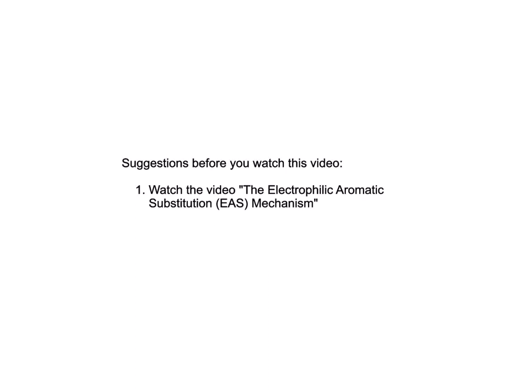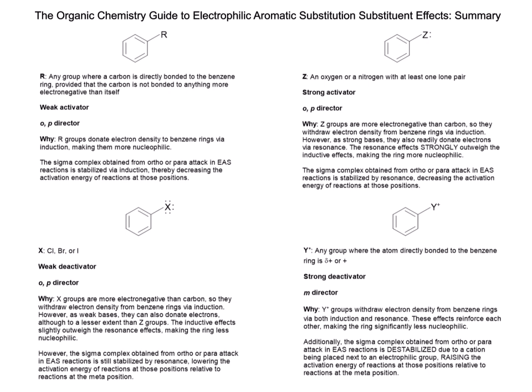Now, before you watch this video, it is crucial that you understand how the electrophilic aromatic substitution, or EAS, mechanism works. So if you don't understand that in its entirety, please go ahead and watch the video that I have on the EAS mechanism. On this slide, I have a summary of the four main types of substituents you can have attached to a benzene ring, as well as what they do and why they do it. You can come back to this at any time, but what we're going to do now is go over each of these different substituents in a lot more detail.